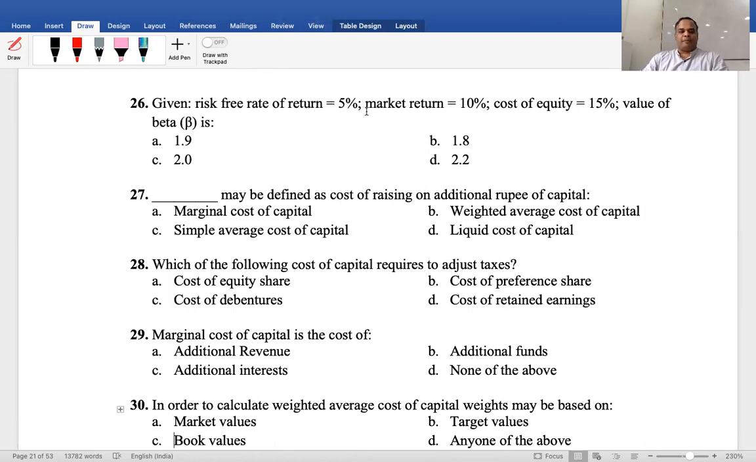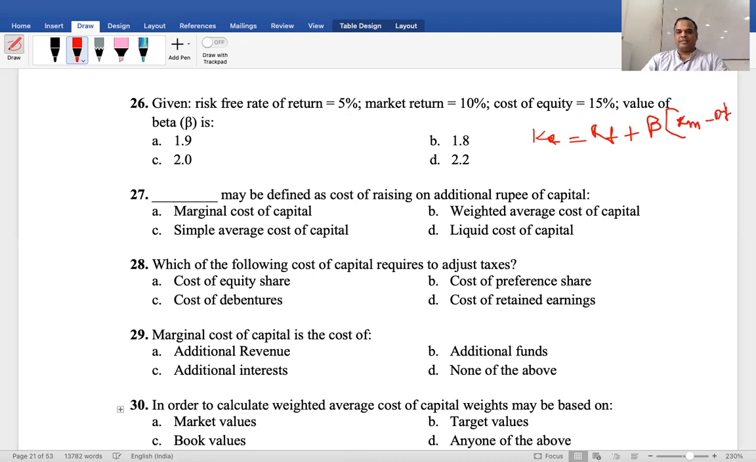Risk-free rate of return 5%. Market rate 10%. Cost of equity 15%. Value of beta is how much? So how to solve? CAPM model. Am I right? KE is equal to RF plus beta into RM minus RF.